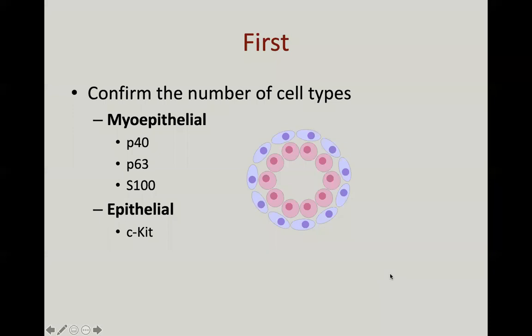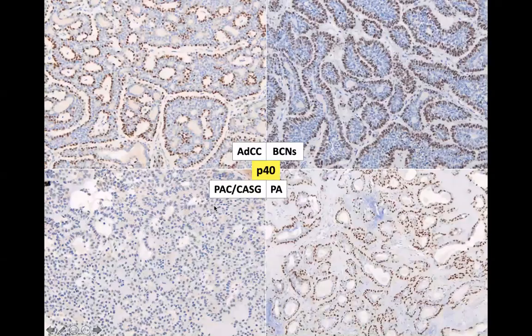All right, so the first thing I always want to do when approached with one of these neoplasms is just confirm the number of cell types. Do they have a single cell type or a double cell type, and how do we approach that? So for the myoepithelial/basal cell population, we're going to look at a P40, a P63, and sometimes an S100. For the epithelial cells, as you see, we often perform a C-KIT or a CD117. I'll show you why.